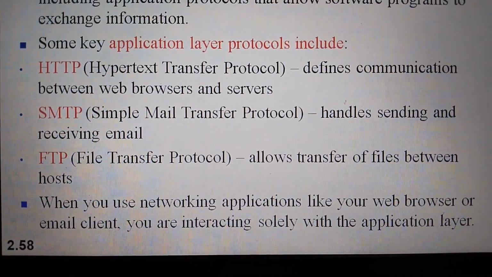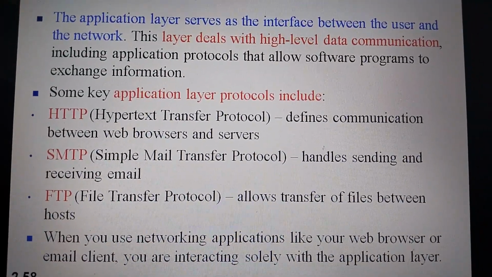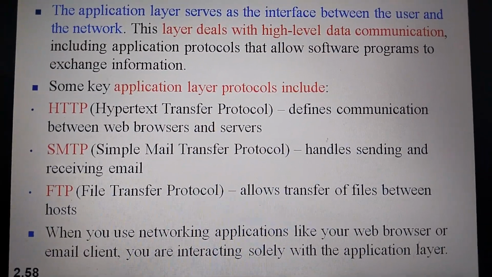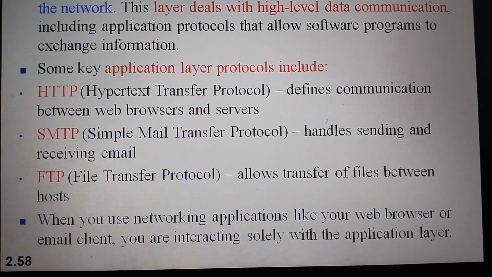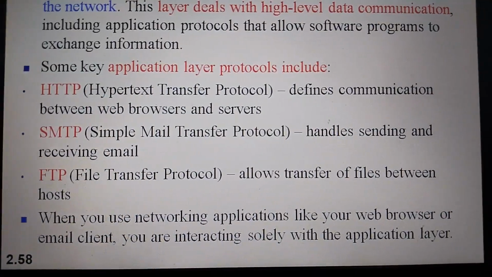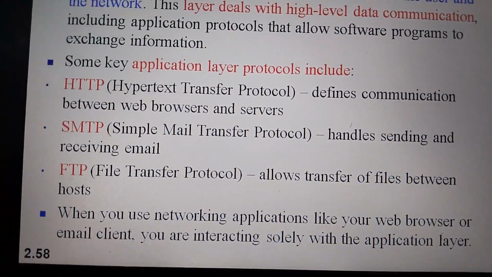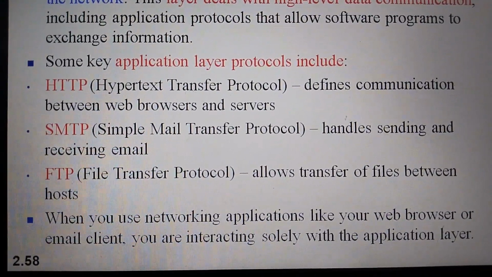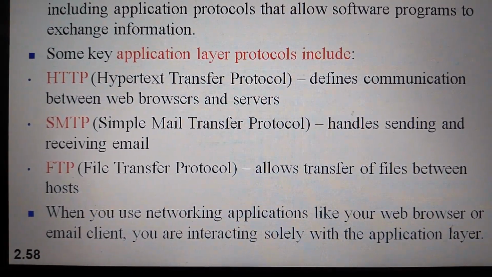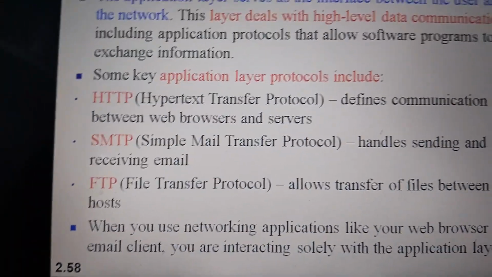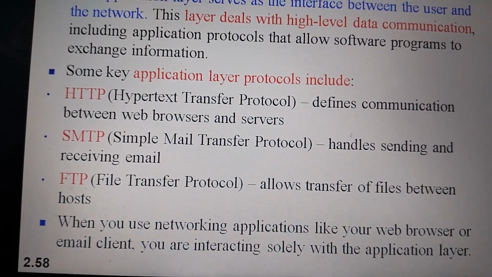The next one is the SMTP protocol. What is the meaning of SMTP? It is Simple Mail Transfer Protocol, which handles sending and receiving emails through the web browsers. Without the SMTP protocol, we are unable to send any emails from our computers. The next one is the FTP protocol. FTP means File Transfer Protocol, which allows transferring files between two hosts. For example, a Bluetooth device mainly works based on the FTP protocol.